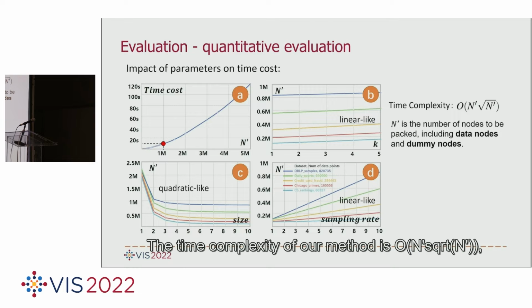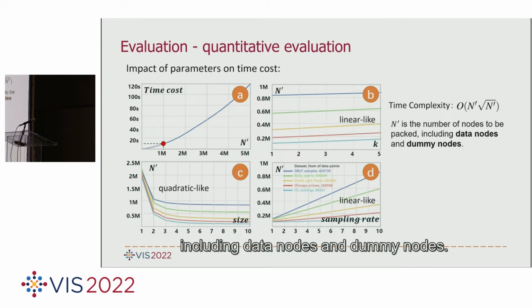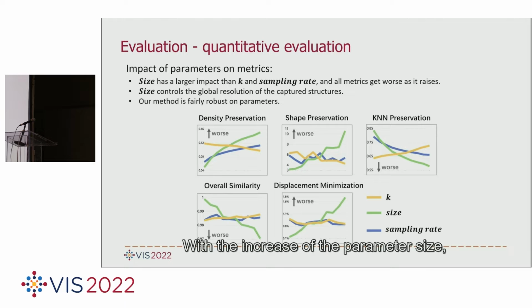The time complexity of our method is n prime square n prime, where n prime denotes the number of nodes to be packed, including data nodes and dummy nodes. It only takes 10 seconds to place 1 million nodes on an ordinary PC. With the increase of parameter size, all metrics show a trend of deterioration. However, on the whole, our method is quite robust.